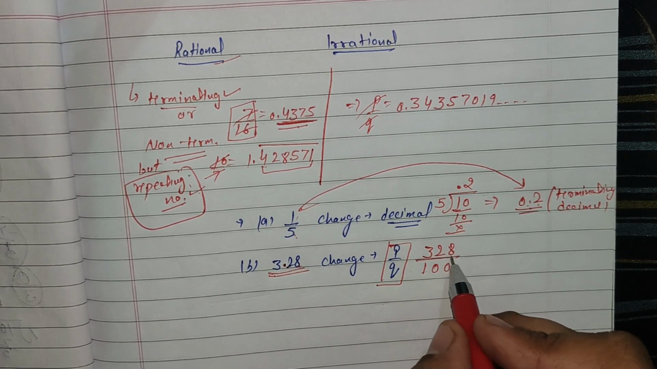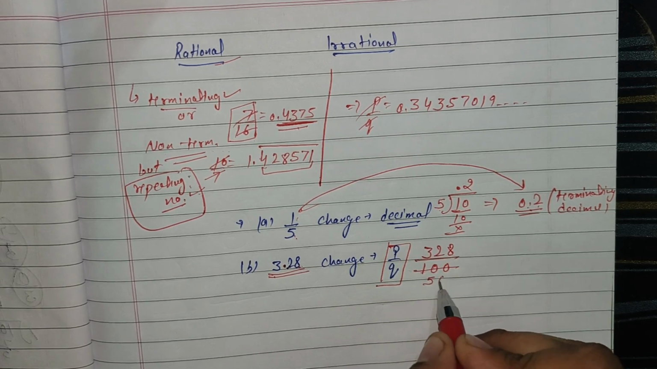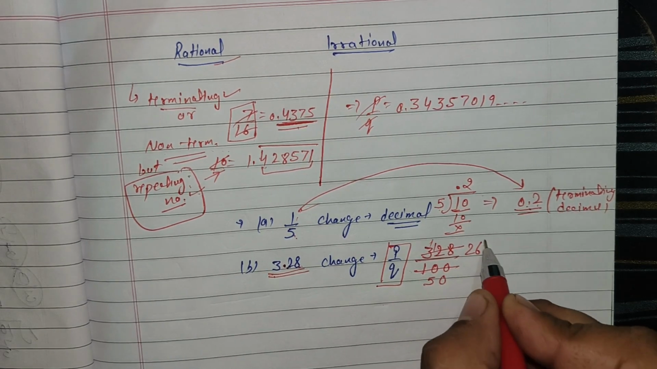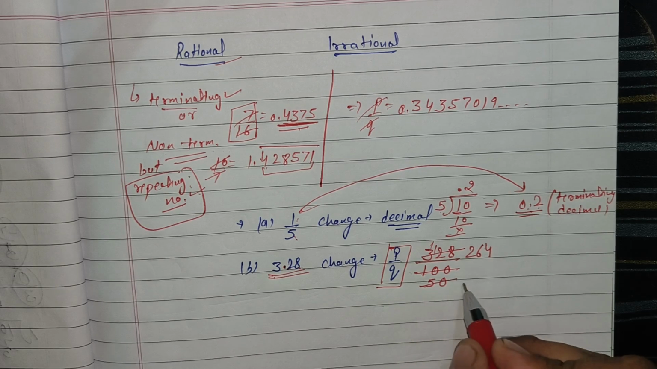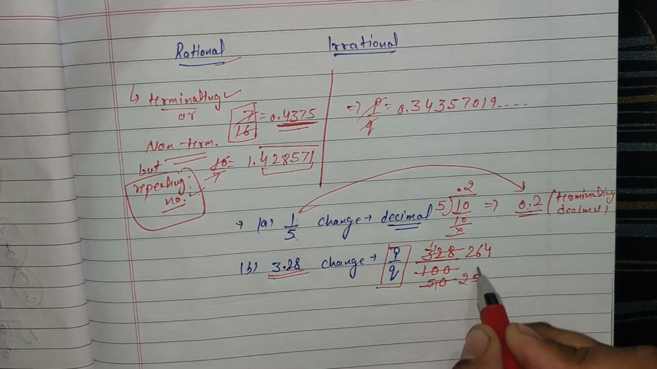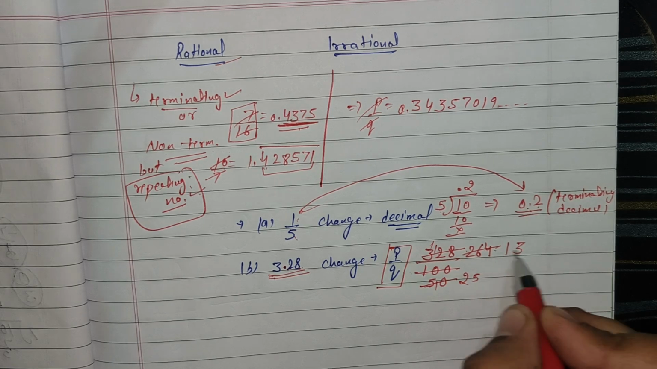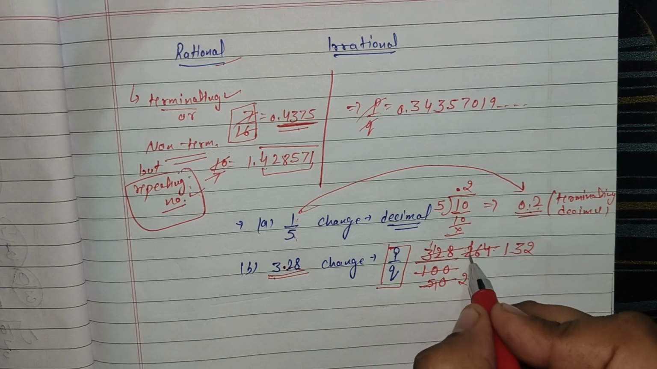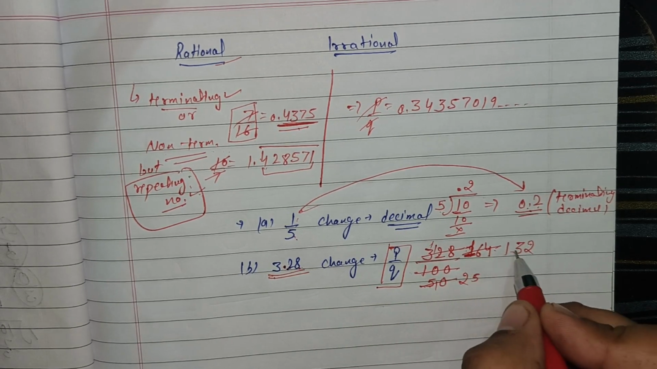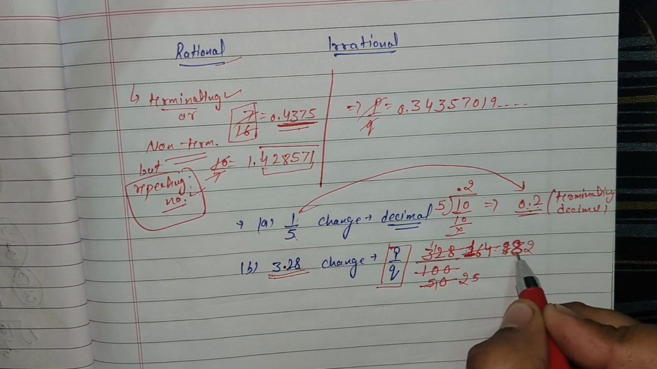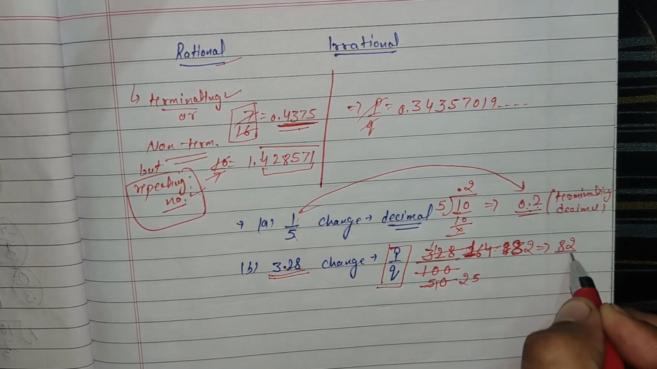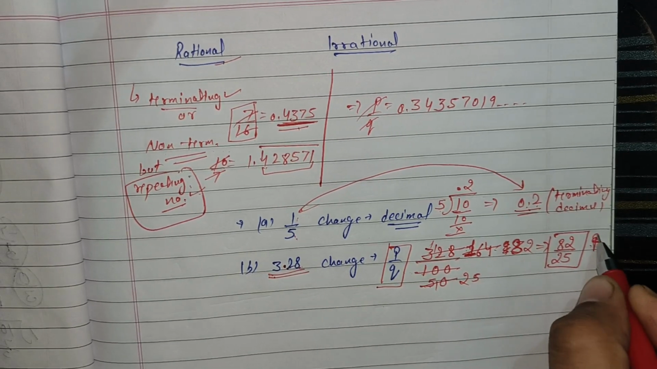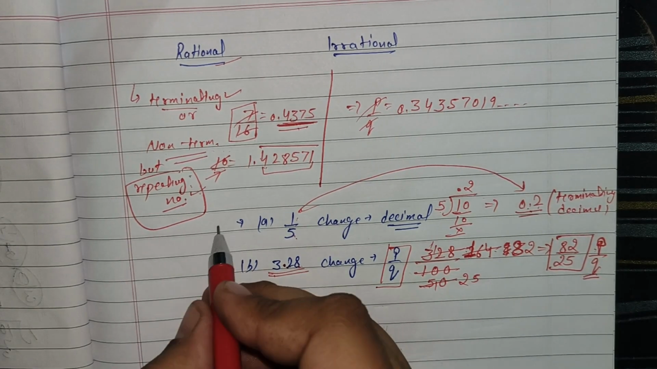Let's divide by 2: 2 5s are 10, 2 1s are 2, 2 6s are 12, 2 4s are 8. We can again divide it. 2 2s are 4, 2 5s are 10, 2 1s are 2, 2 3s are 6, 2 2s are 4. Now I think I made a mistake, oh, here it should be 1. So 2 8s are 16 and 2 2s are 4. We got 82 upon 25. We have changed it into the form of P upon Q. So these are the basic questions.